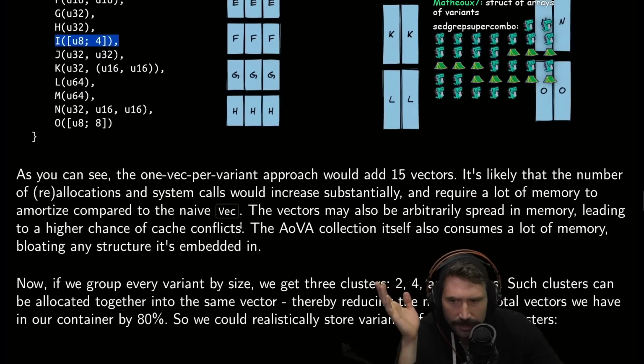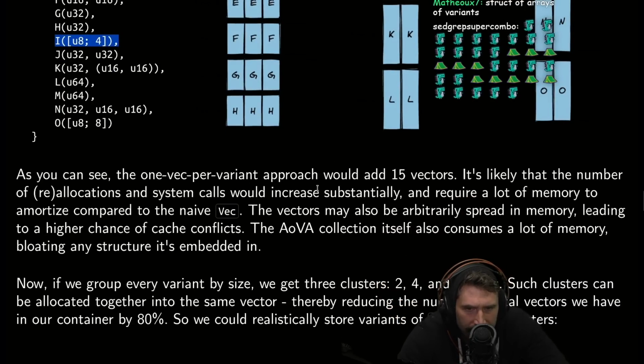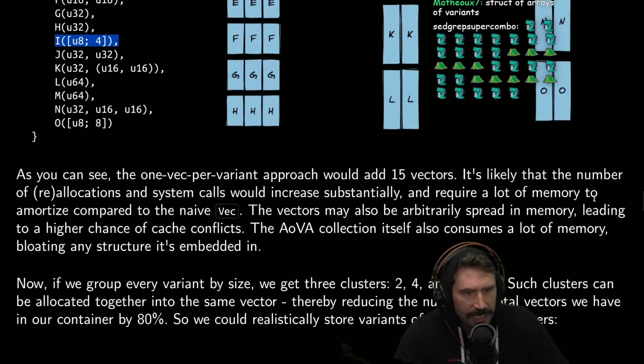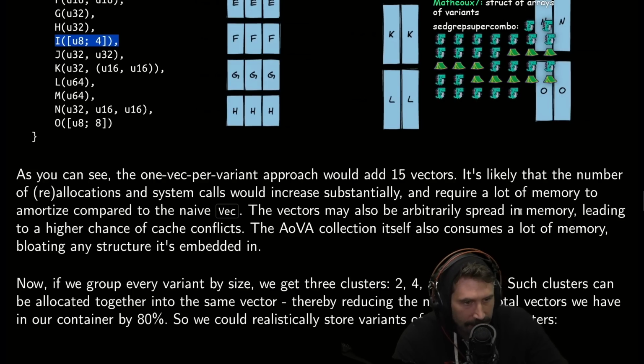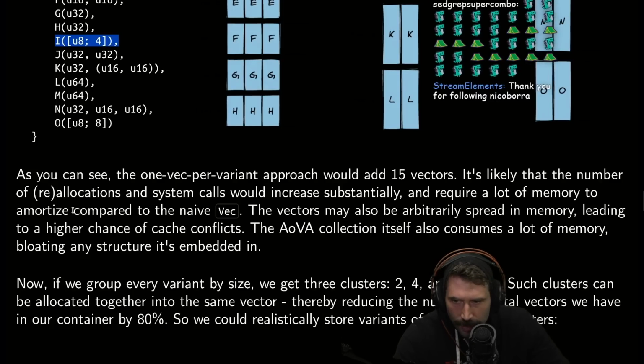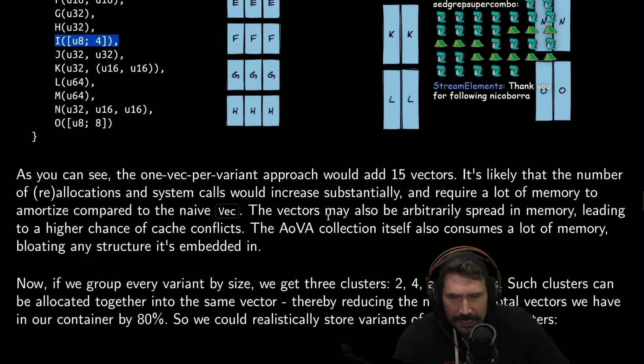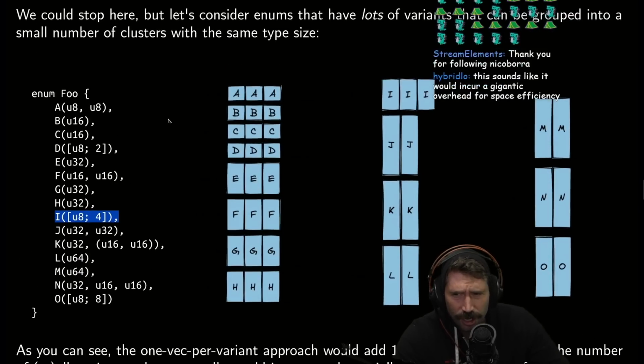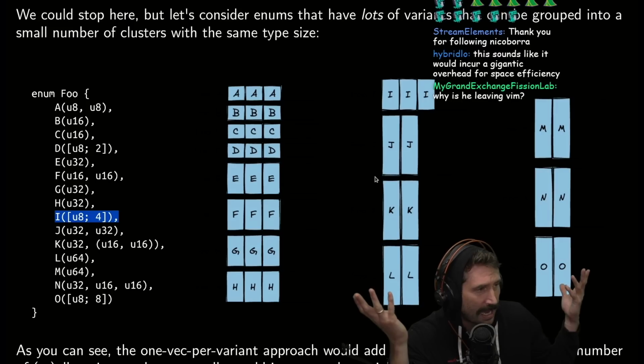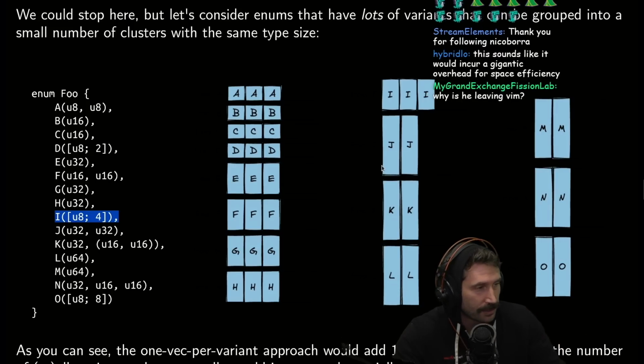Anyways, okay. As you can see, the once per variant approach would add 15 vectors. The number of reallocations and system calls would increase substantially, and that requires a lot of memory to amortize compared to the naive vec. It's also just super hard. This would be such a hard thing to program. Can we all agree that this is virtually impossible? This solution feels impossible to program.